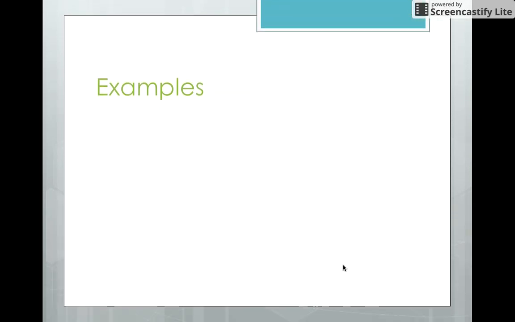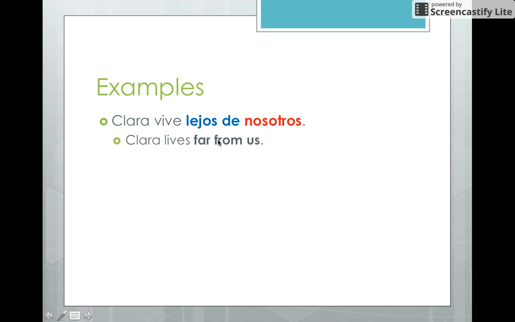Let's look at some more examples. Clara vive lejos de nosotros. Clara lives far from us. Here's your preposition, lejos de, far from, and then nosotros is your pronoun that follows the preposition. Tengo un regalo para ti. I have a gift for you. Your preposition in the sentence is para, and then your pronoun that follows it is ti, which is in red.